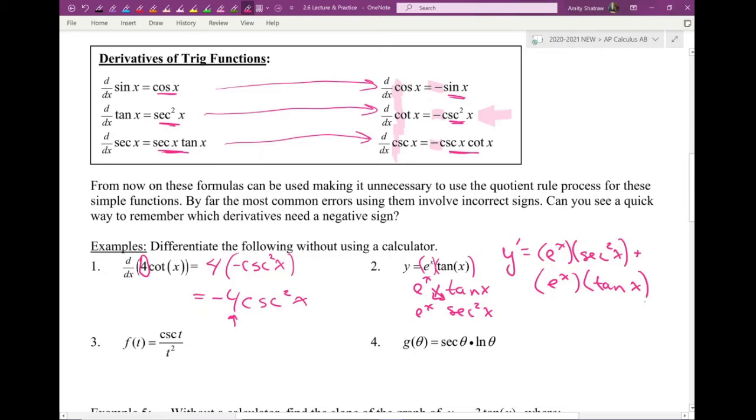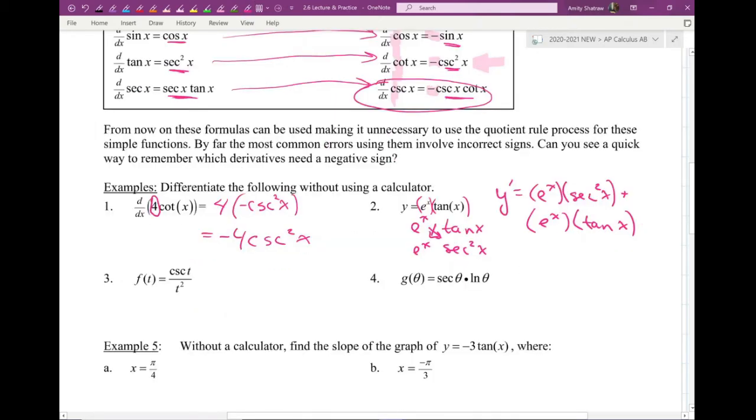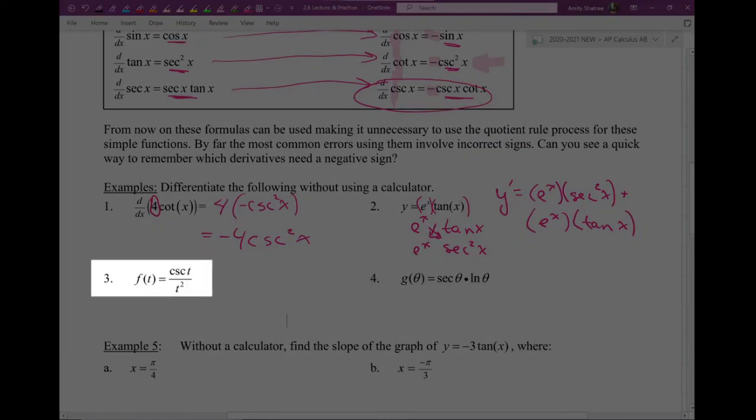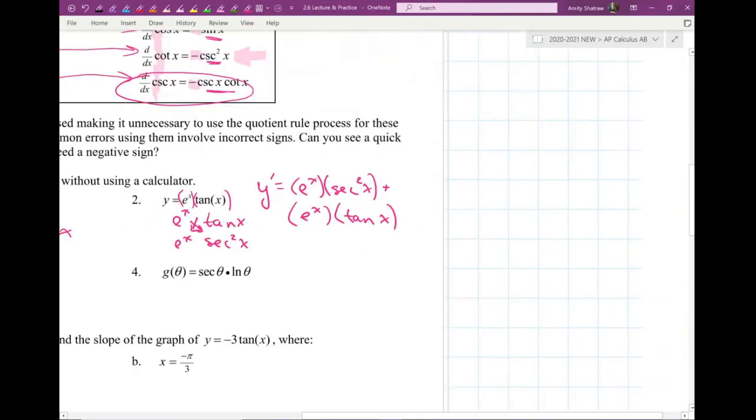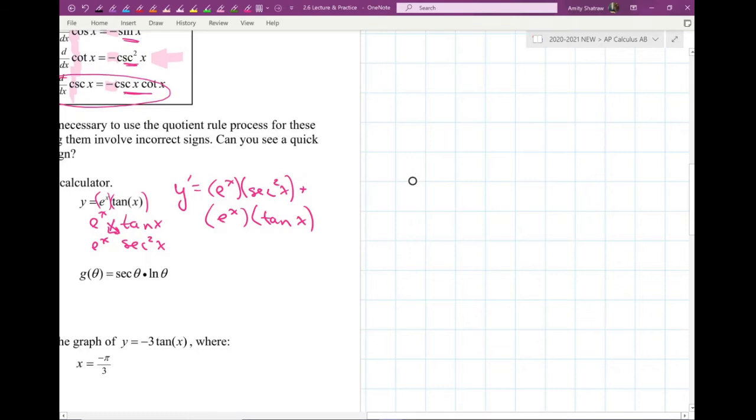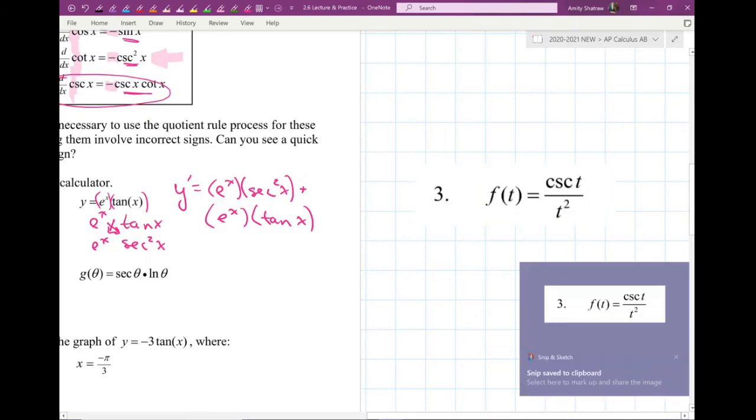And I really don't need to do much more to it. So for number 3, I really feel like I don't have enough room here, so I'm just going to snag it. Give myself a little bit of space.